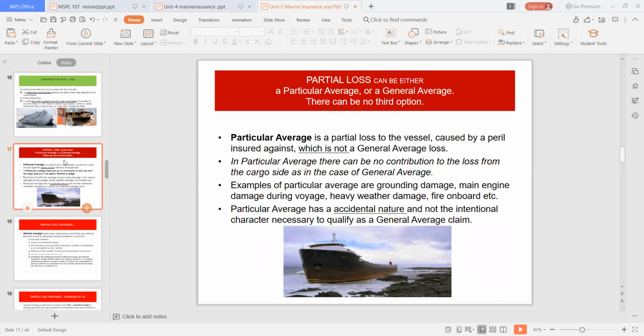Examples of particular average are grounding damage, main engine damage during voyage, heavy weather damage, fire on board, etc. Yeah. Particular average has an accidental nature and not the intentional character necessary to qualify as a general average claim. See, that's the difference between particular average and general average of the partial loss. So kindly note down total loss and partial loss, how they can be differentiated, what the differences are.